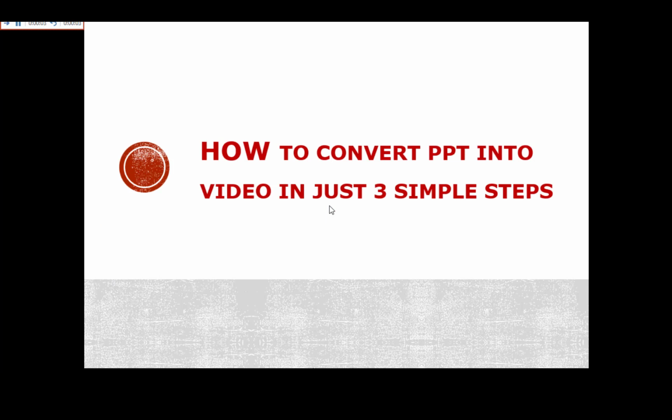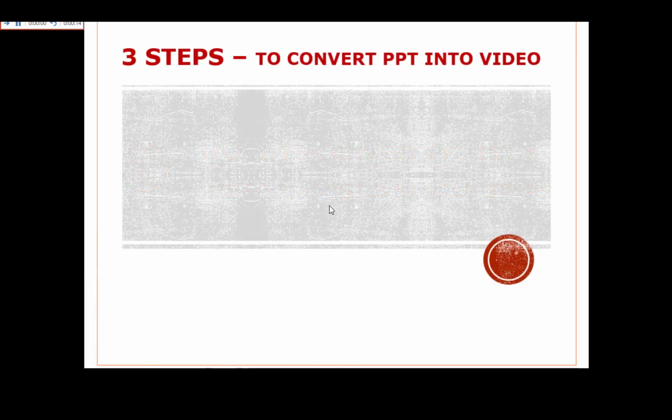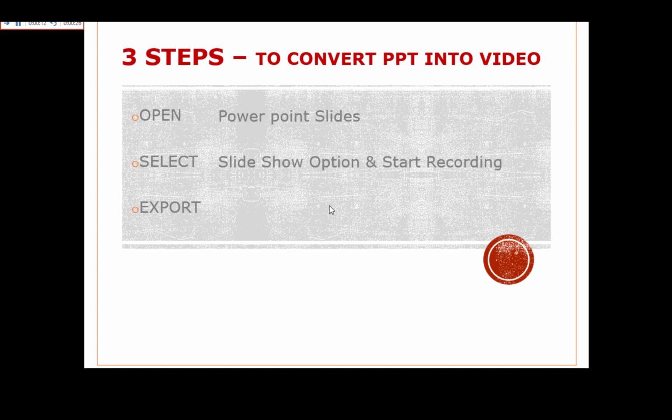Hello and welcome you all. We are making a test video on how to convert PowerPoint into video in just 3 simple steps. Let's have a look. What are those 3 steps? 3 steps to convert PowerPoint into video. First is open, second is select, and third is export. Open the PowerPoint slides, select the slideshow option and start recording, as we have already told you the process. Then finally export to create a video.